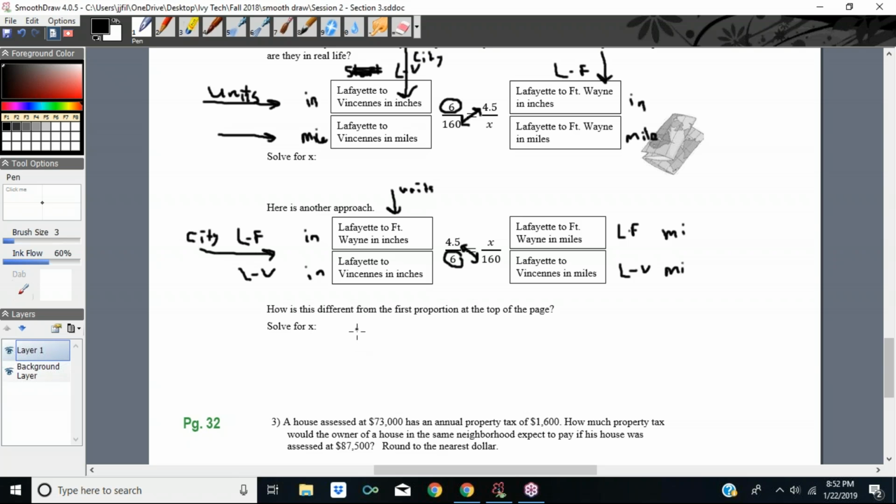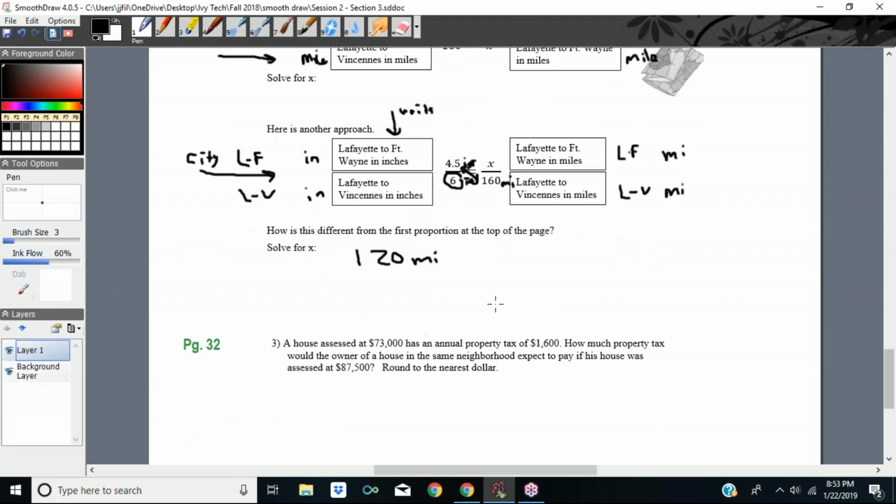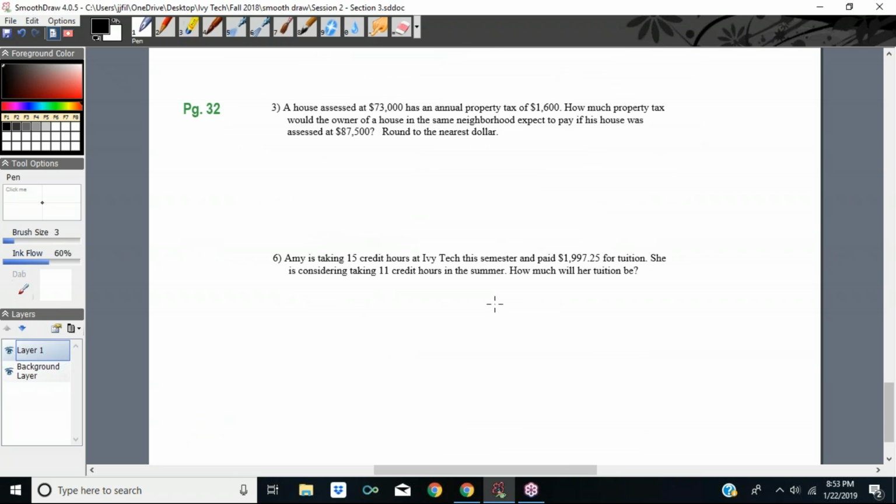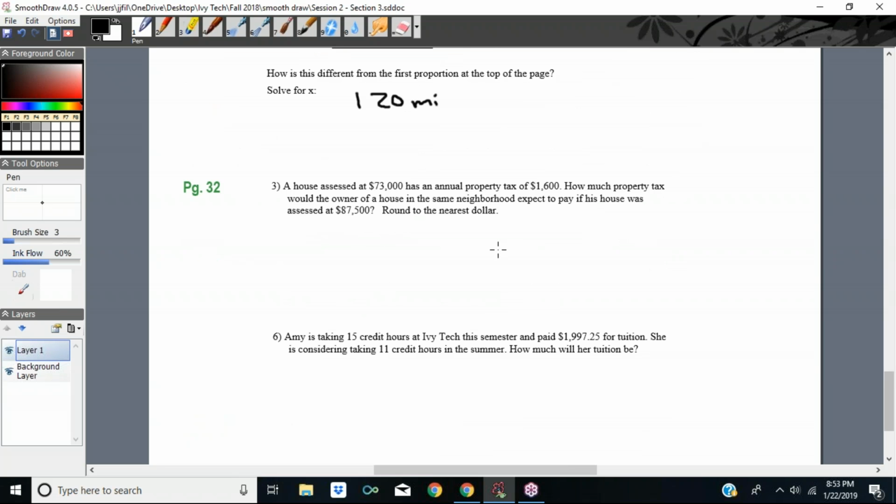Awesome. So we do get 120 miles. Notice how we have inches over inches, so the inches actually divide each other out. We have miles left over. So let's look at page 32 and wrap this up with these other two examples. And these ones aren't set up for us. We have to figure out how to set them up.